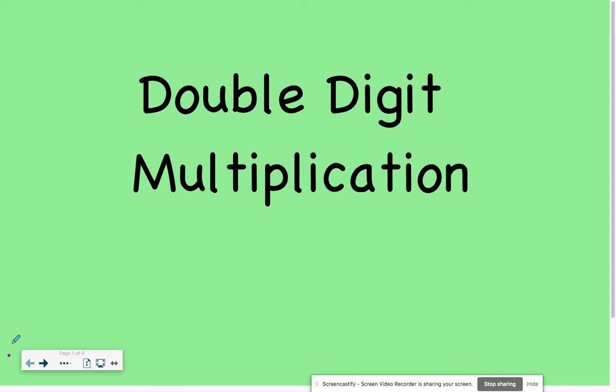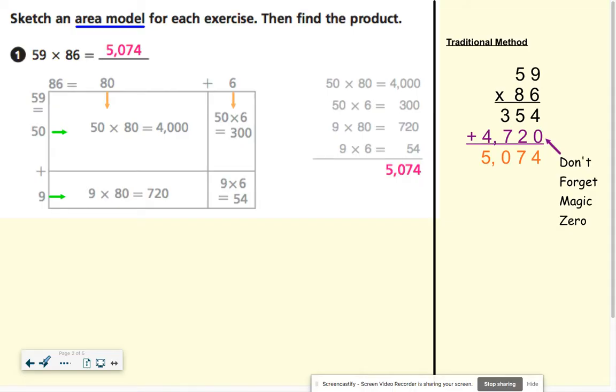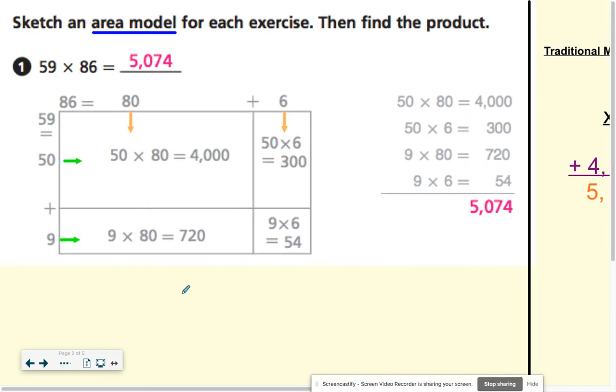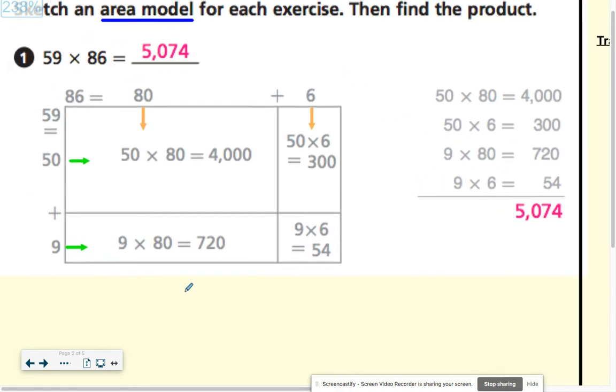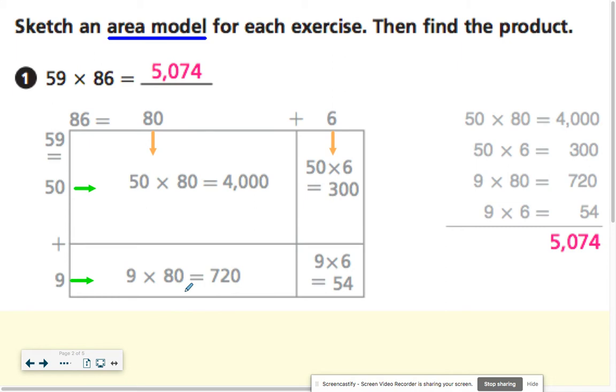Hello, in this lesson, I'm going to teach you how to do double-digit multiplication. Now, I'm going to show you two different methods today. One method is going to be the area model, and the second method is the traditional method. So I'm going to zoom in here real quick and show you the area model portion. This would be a good time to take some notes so that you understand this method better.